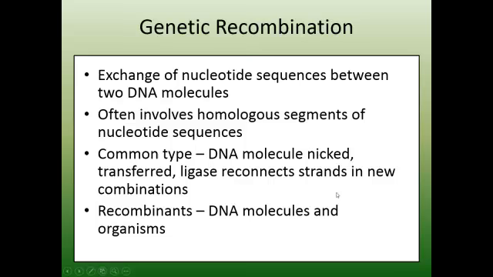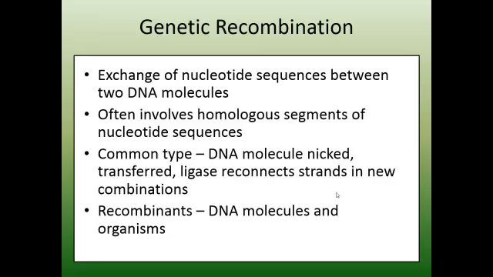So let's talk about what genetic recombination is. It's the exchange of nucleotide sequences between two DNA molecules. Often involves homologous segments of nucleotide sequences, and the common type is DNA molecule is nicked, transferred, and ligase reconnects the strands in a new combination. And recombinants are DNA molecules and organisms that have undergone recombination.